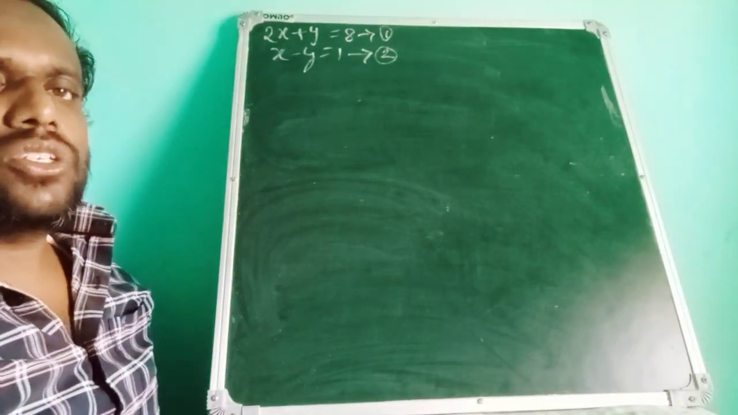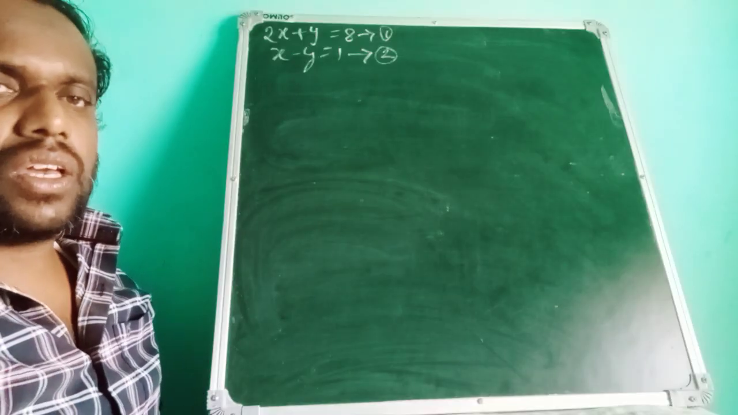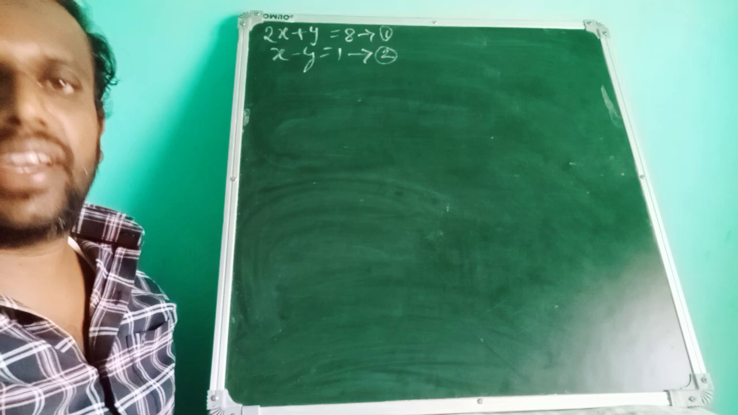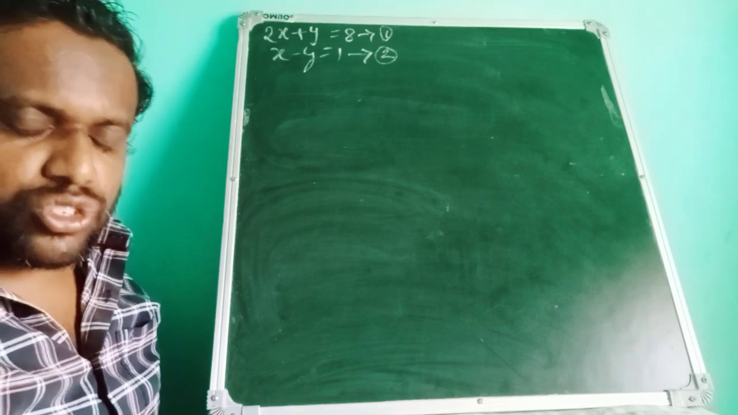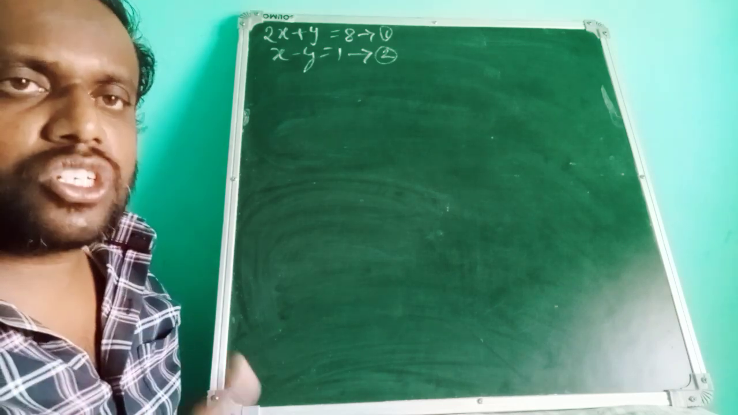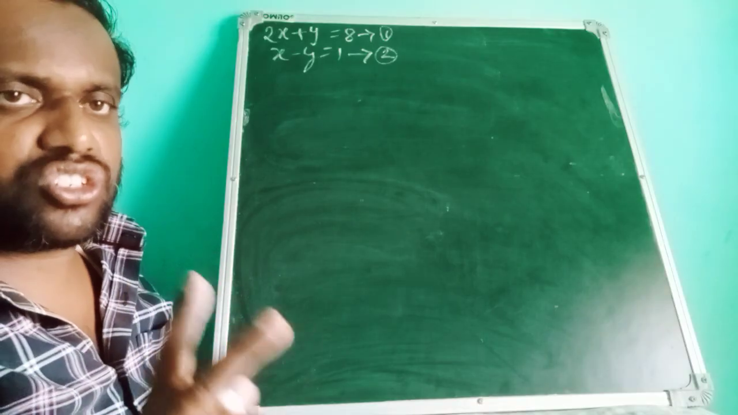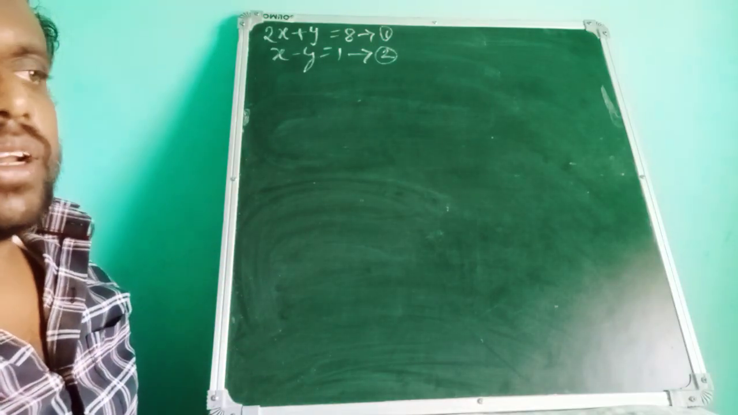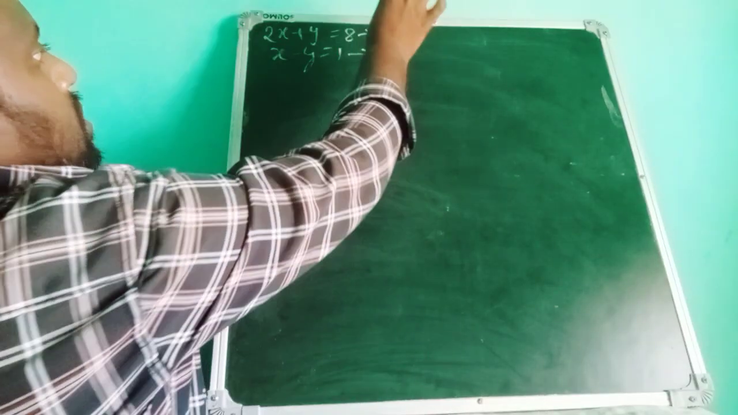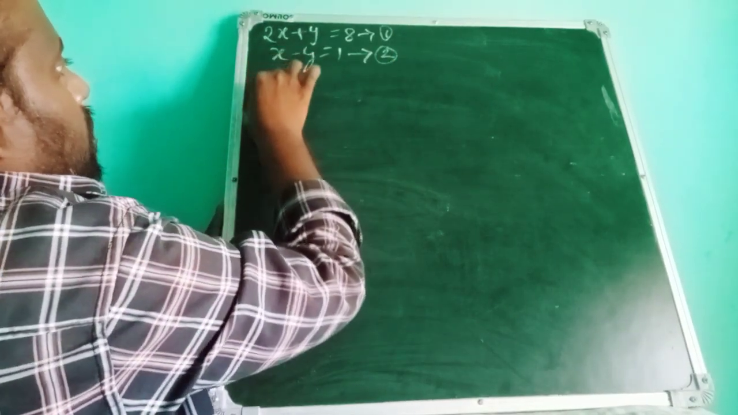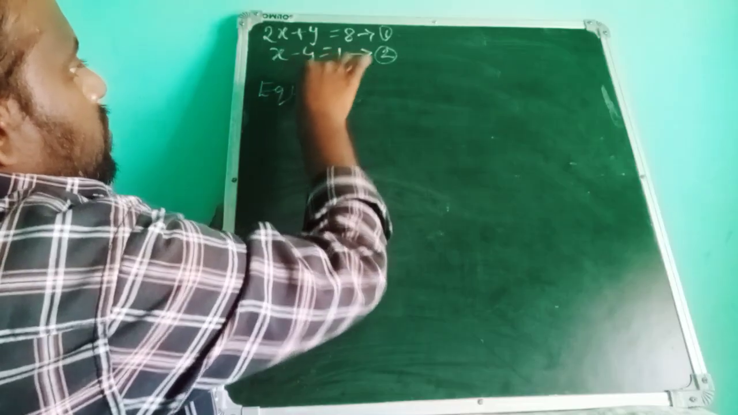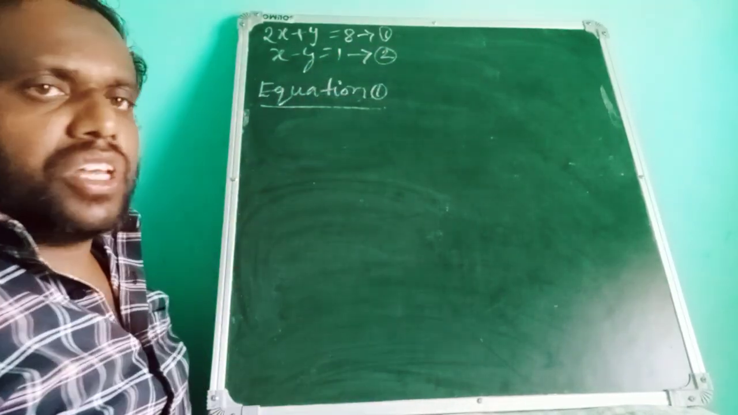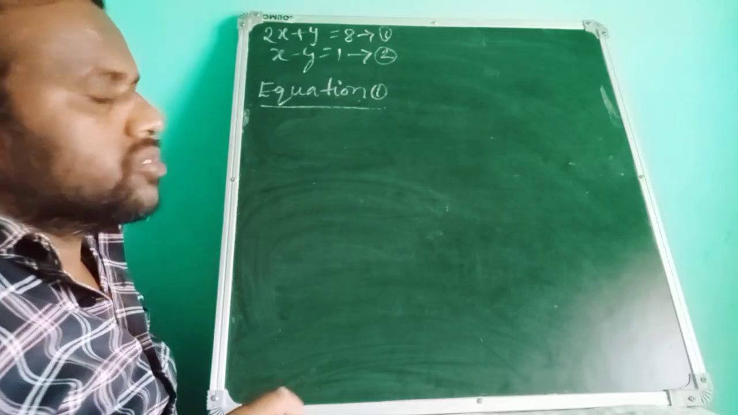See here, these are linear equations. When you graph any linear equation, we always get a straight line. To draw a straight line, we need any 2 points. 2 points are enough to draw a line. First I will consider the first equation. So our heading is equation 1. For equation 1, we will find the 2 points.